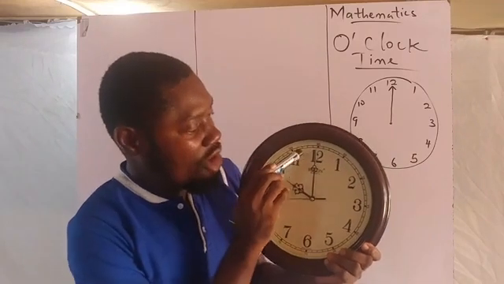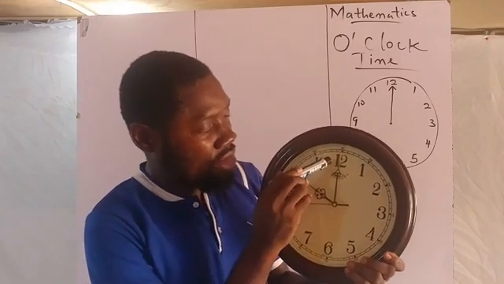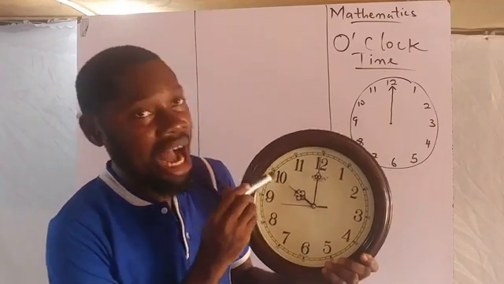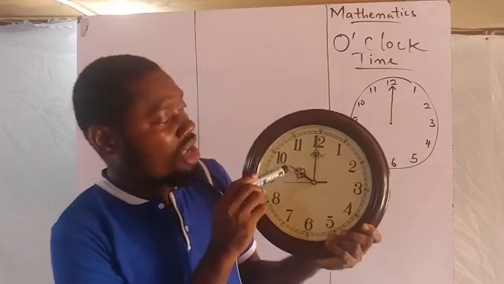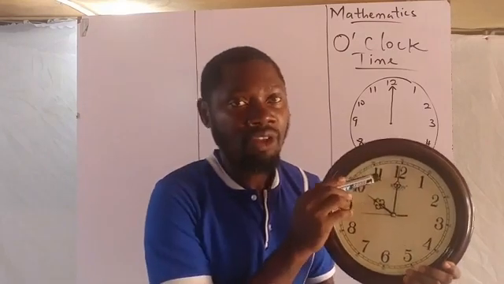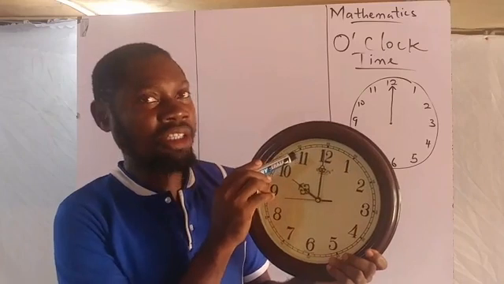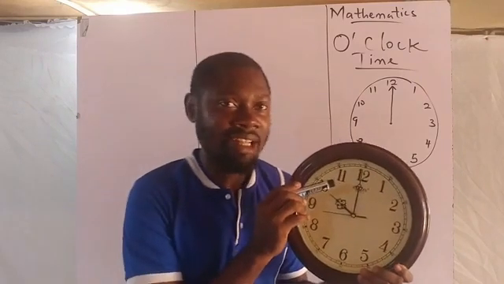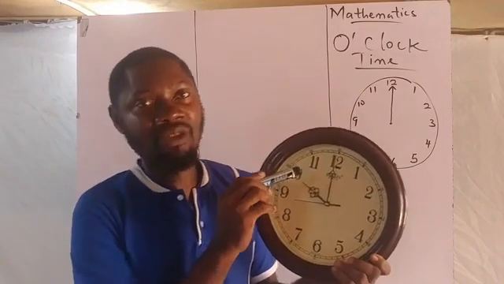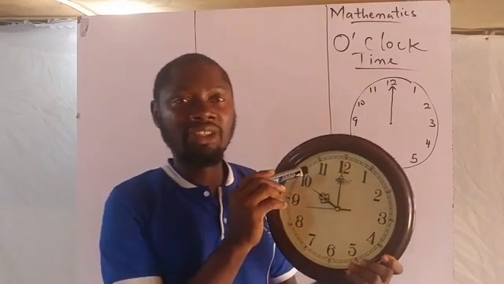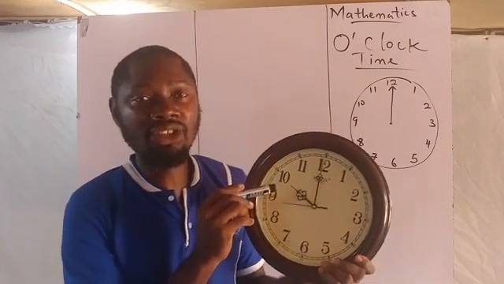So for every time your minute hand touches 12, it means it has gone round the clock, so an hour has been reached. So once your minute hand touches the 12, such a clock is the o'clock time. Remember I said that a clock is a device that tells time.